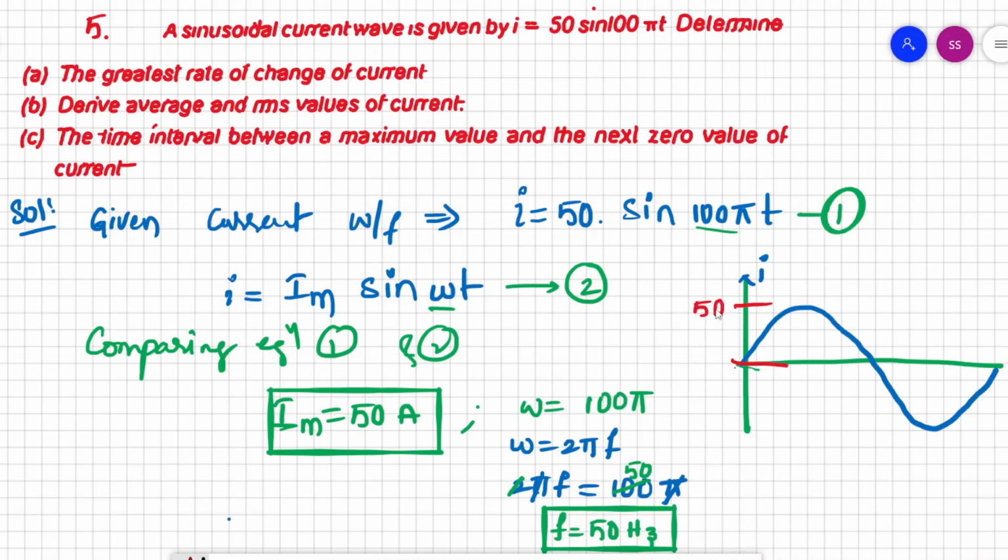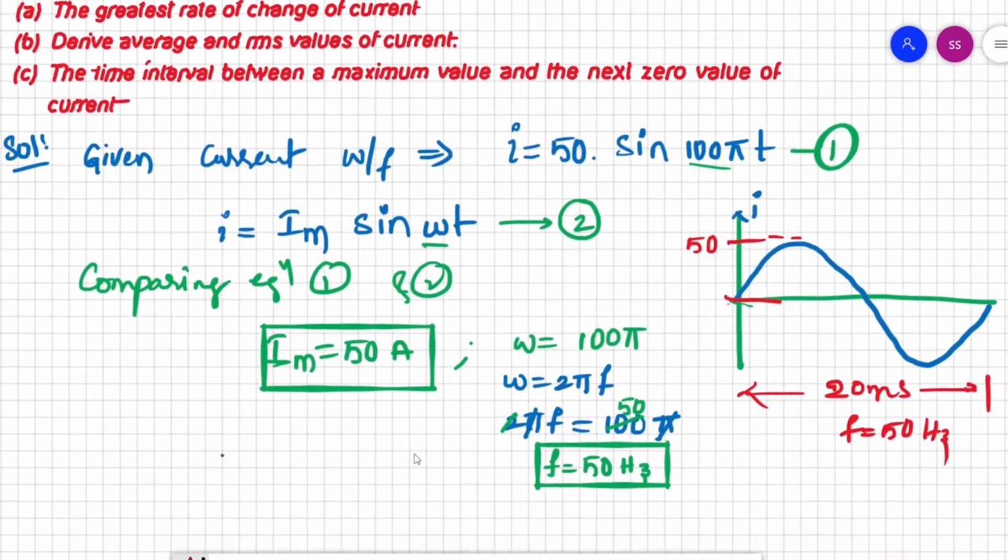This is 50 amperes. Peak value of current is 50 amperes, and here the frequency is 50 Hz, which means the time period is 20 milliseconds, because frequency is 50 Hz, so 1 by 50 will be 20 milliseconds. Now let us find what are the questions we have.